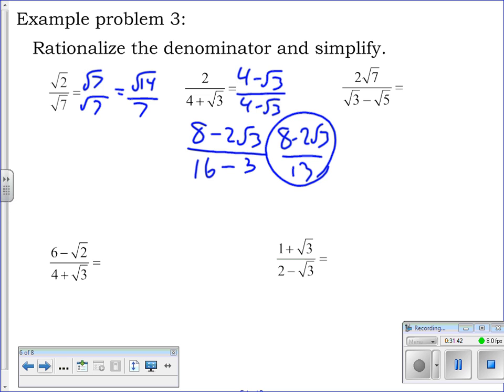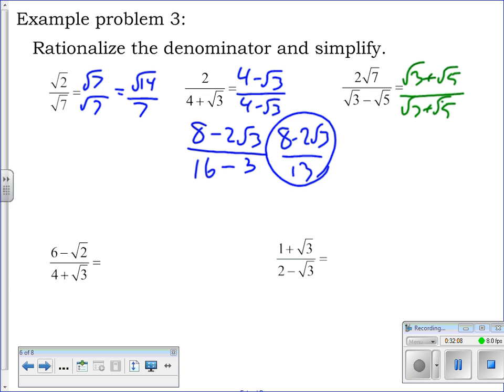I still multiply by the conjugate. The conjugate is exactly what the denominator is with a plus instead of a minus. So I multiply by root 3 plus root 5, root 3 plus root 5. Exactly the same except for plus instead of minus.